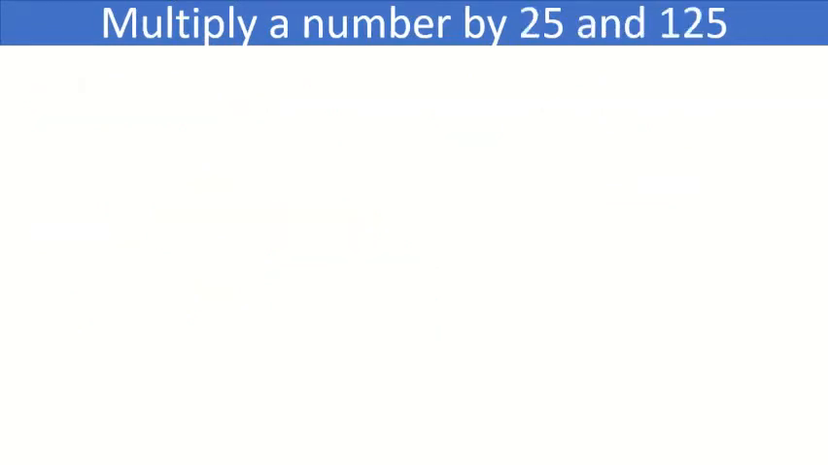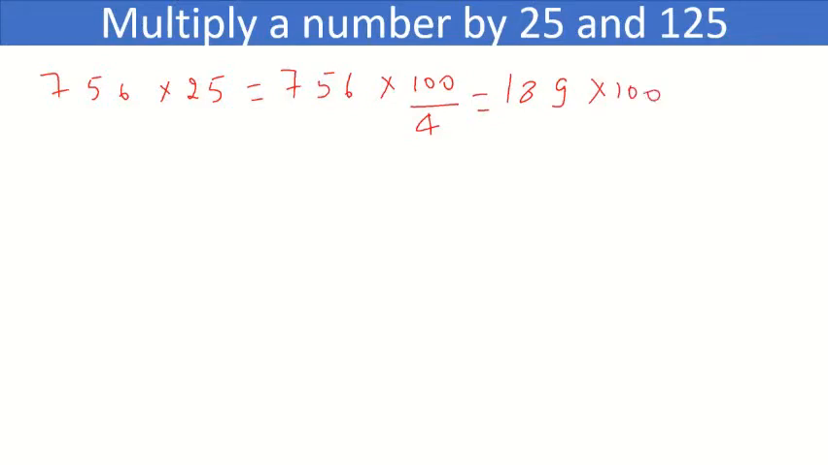Let's see another example where we will multiply the number with 25. For example, 756 needs to be multiplied with 25. Here the key thing is that you will convert 25 in the form of 100 by 4. So 756 divided by 4 will result in 189, and then we multiply by 100. So here the final answer will be 18900.